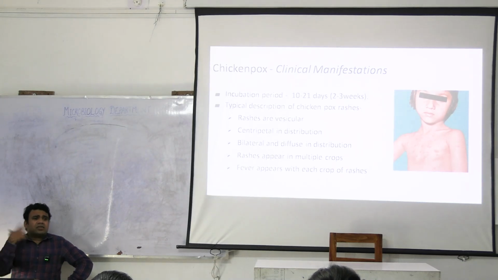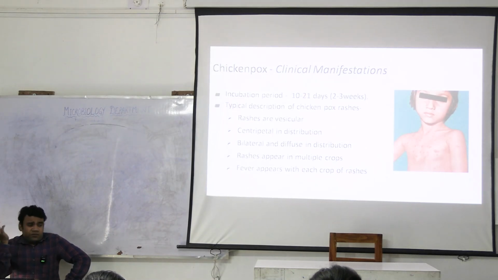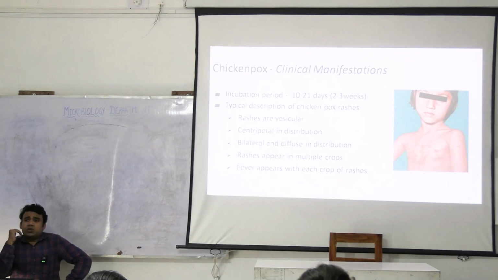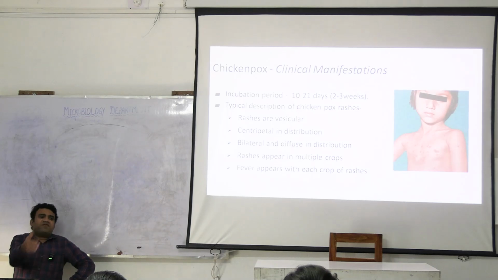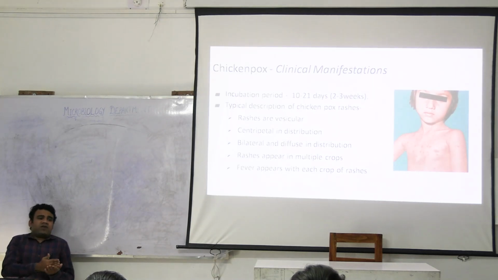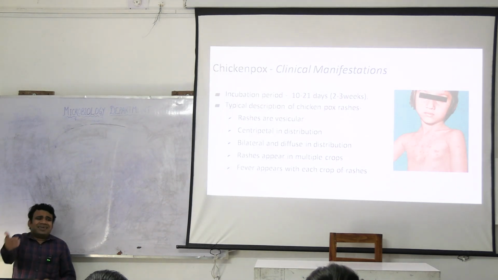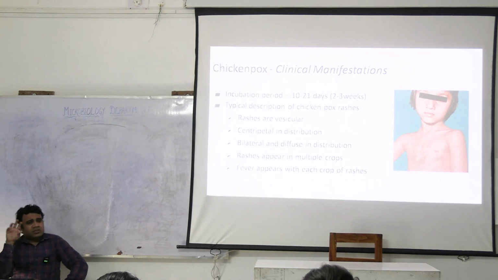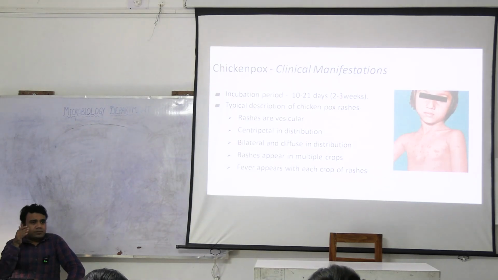Then again, next day, another crop of lesions will appear. Another interesting feature in case of chickenpox is that, obviously, because of the viremia, the patient will have fever. But I have already told you, the skin lesions appear after the viremia. That means whenever the virus enters into the blood causing viremia, then from the blood it gets deposited on the skin and causing the lesions. So every time a new crop of lesions appear, there will be an antecedent history of fever.